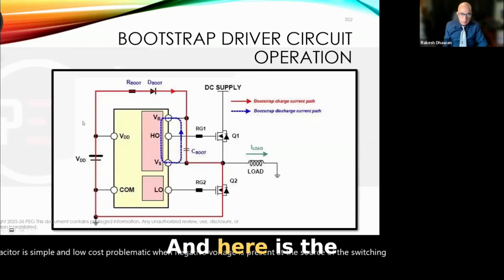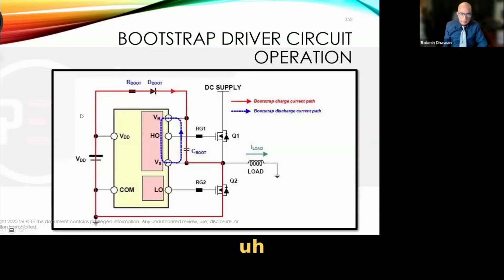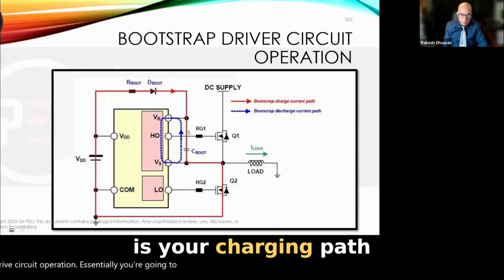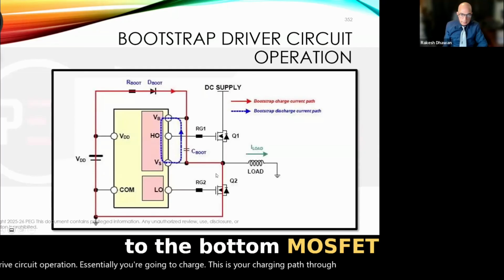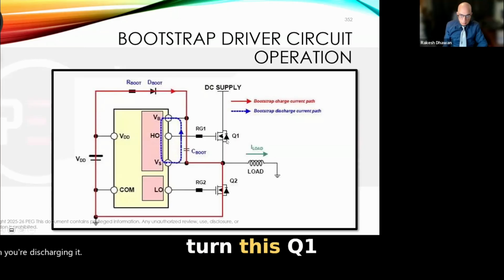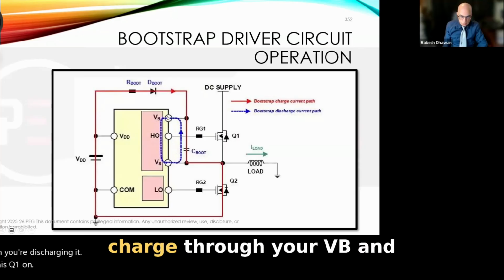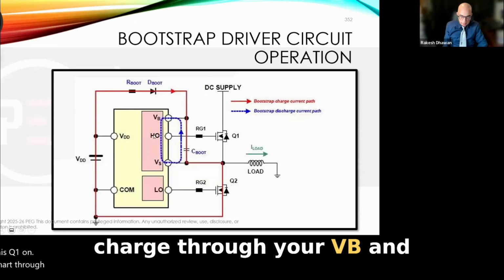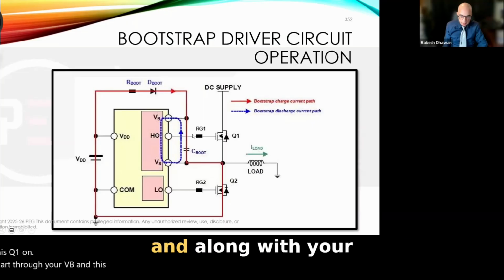And here is the drive circuit operation. Essentially, this is your charging path through the bottom MOSFET, and then you're discharging it when you turn on this Q1. Okay, so it gets a charge through your VB and this VS.